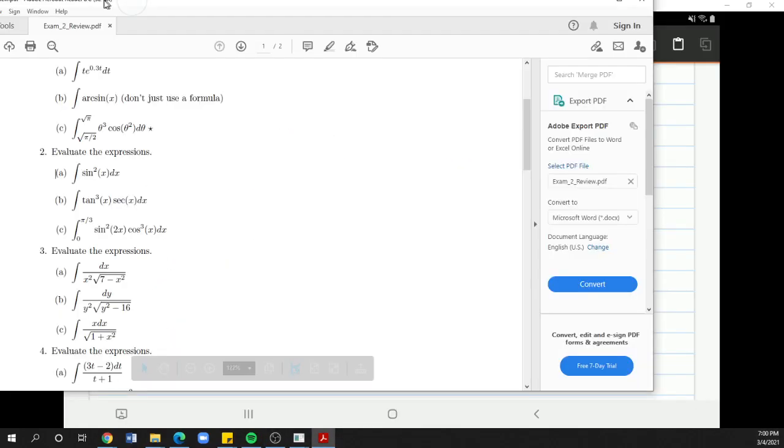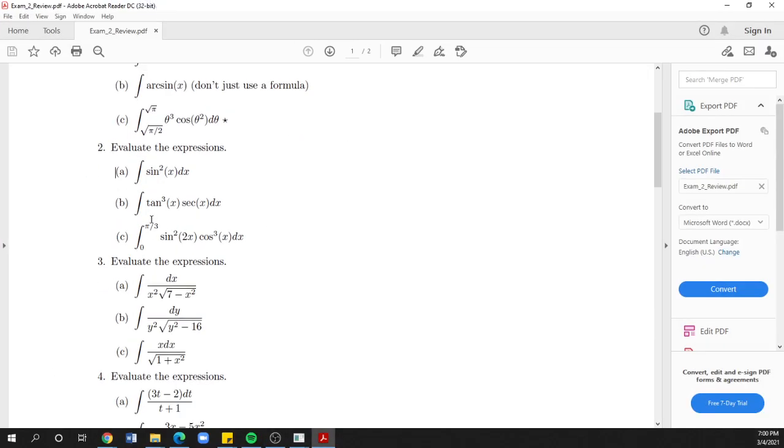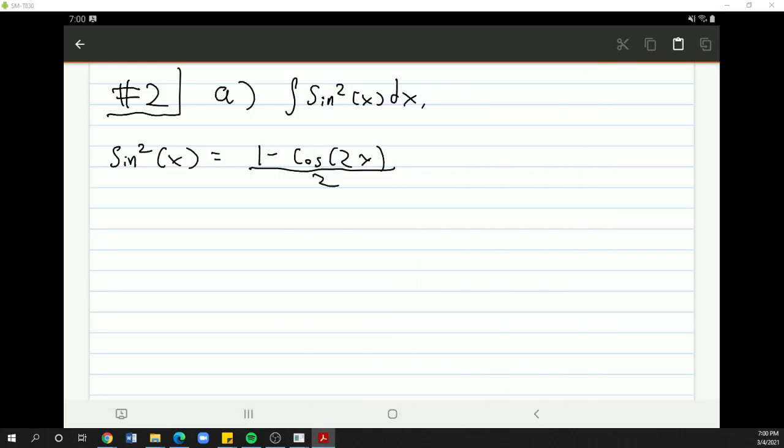Okay, so now we're doing some new integrals. These ones all have trig functions, and so the first thing I'm thinking is probably trig integrals. So first, integrate sine squared of x dx. And this is a good thing.